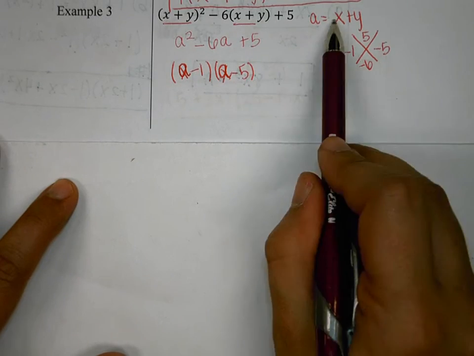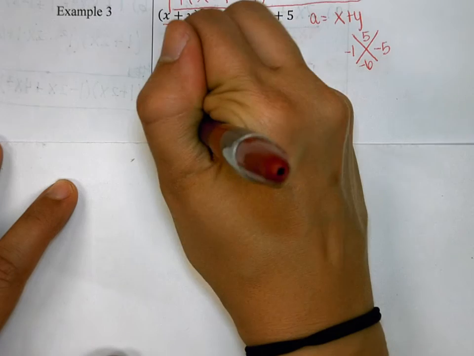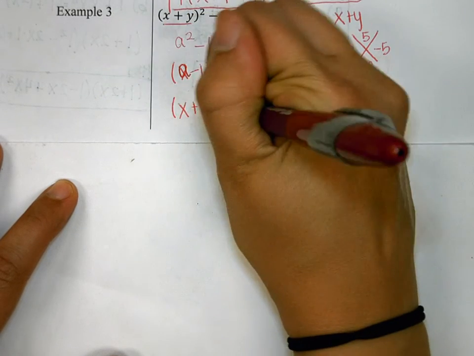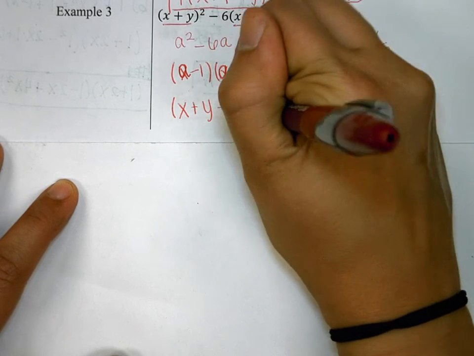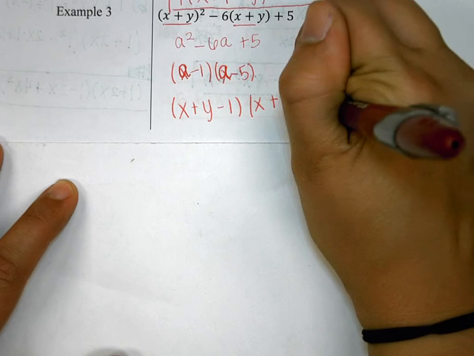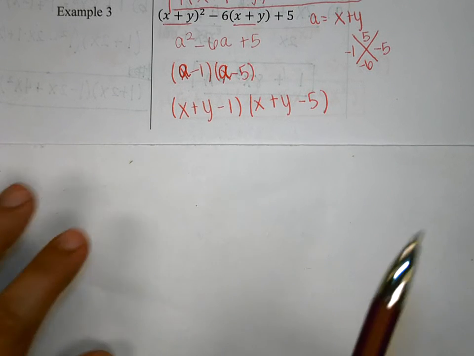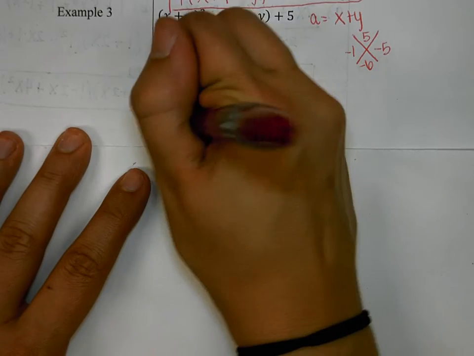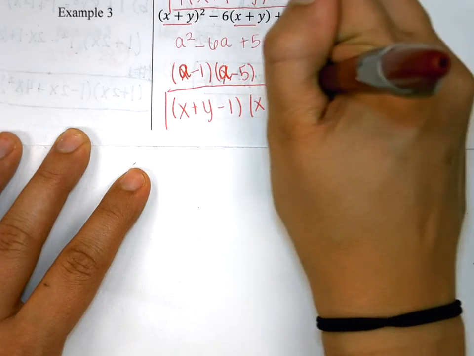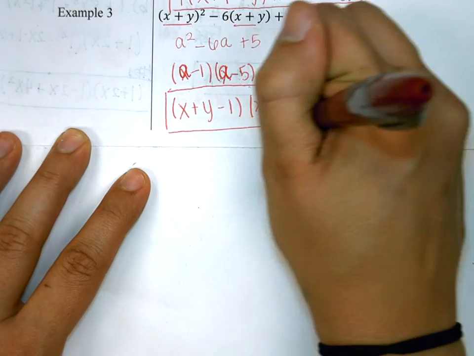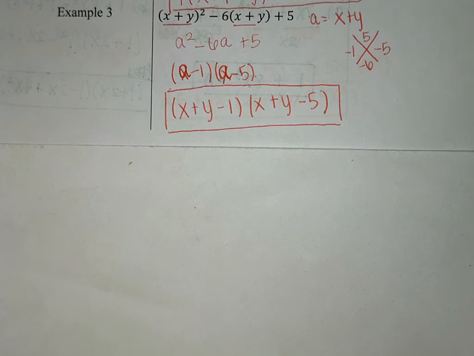But I have to plug x plus y back in. So this is going to be x plus y minus 1 times x plus y minus 5. And again, there's no simplification that I can do inside the parentheses. And since my instructions are to factor, I'm just going to leave my answer like that.